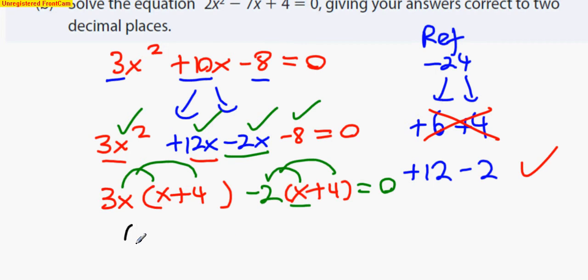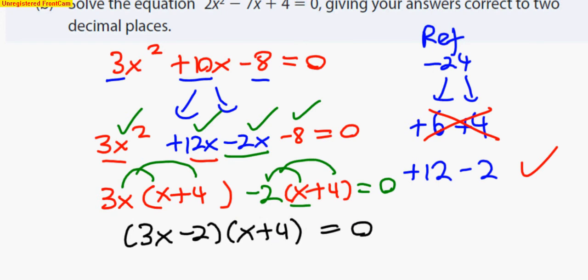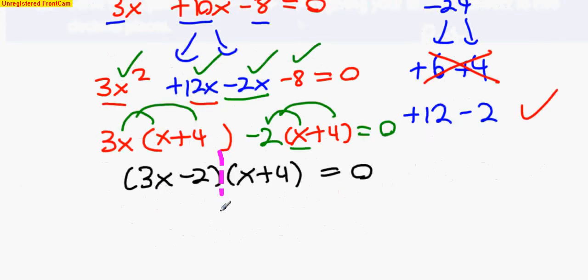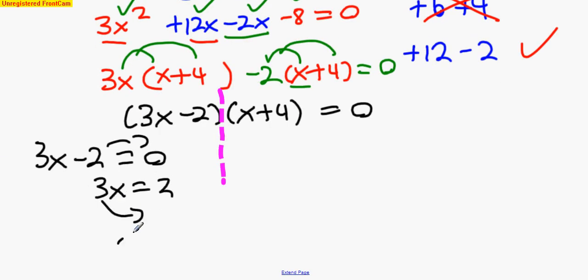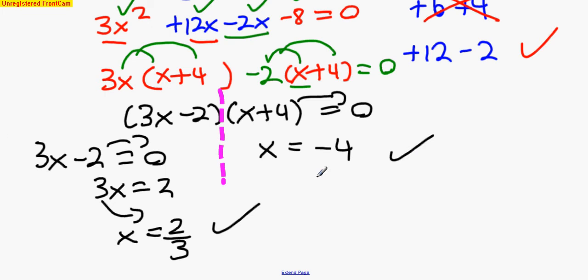Now to wrap up this, what we can say next is 3x minus 2 into x plus 4 equals 0. So the two answers we're going to have are the following. We're going to have 3x minus 2 equals 0. Bring over the 2. 3x equals 2. Bring down the 3. x equals 2 over 3. The next one we bring over the 4. So we're going to get x equals minus 4. So here's our two answers here.